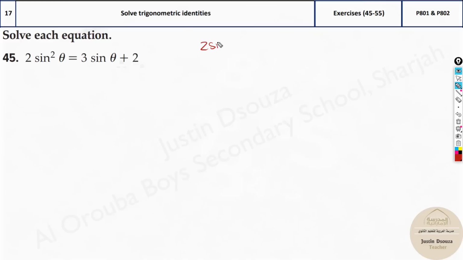What I will do is, I'll just write it all at one side. I'll bring everything to one side and make the right side equal to 0. So it'll be 2 sine square theta minus 3 sine theta minus 2 equals 0. Now, let's see what I can do over here. If you look carefully, this is power 2, this is just power 1, and there's a constant. So what you can do is solve it as a quadratic equation. Instead of sine theta, I will just write it as x. So it will be 2x squared minus 3x minus 2 is equal to 0.